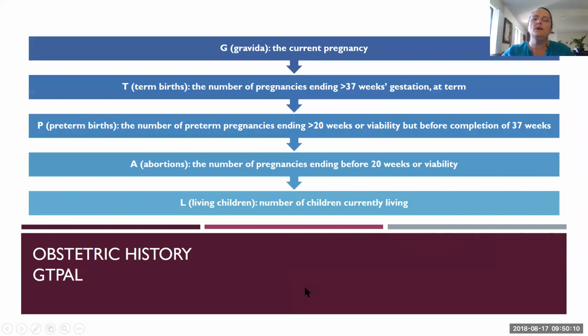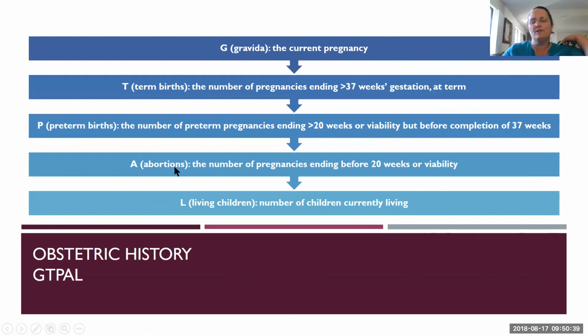All right, so when we are taking the history of the mother, sometimes we will ask them their GTPAL history. And what that means is G, gravid, how many times they've been pregnant. Remember, you're gonna study those terms. T is how many term births they've had. How many babies of those pregnancies did they deliver after 37 weeks, which is what we consider term. P is how many preterm births. So this is after 20 weeks, but before 37 weeks.